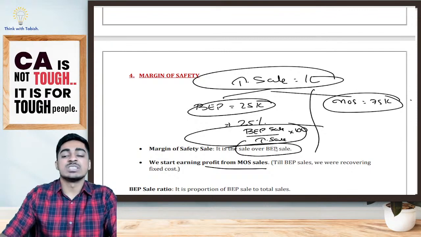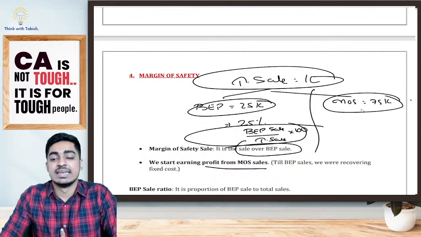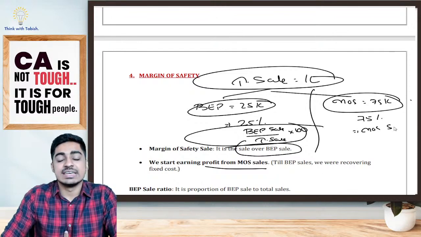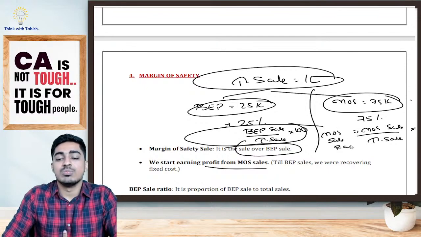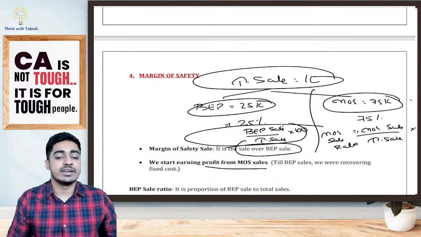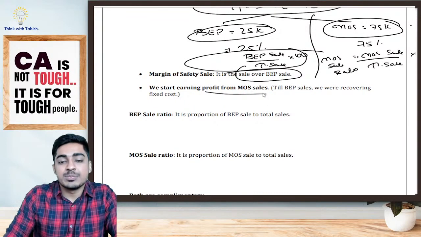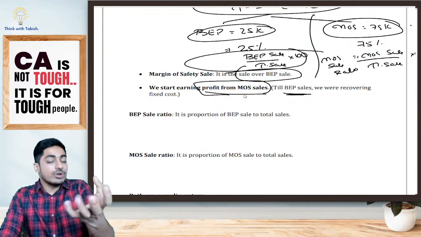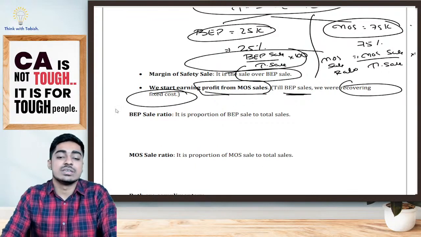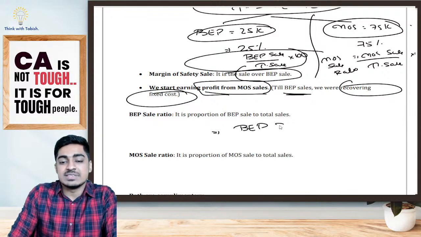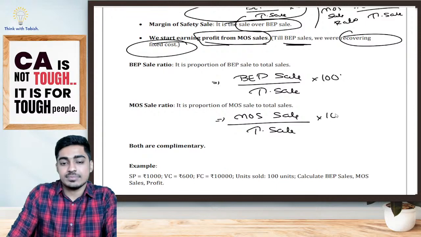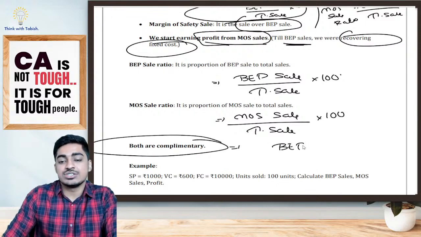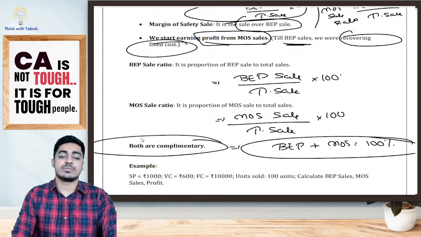How much percentage is my MOS sale as a percentage of total sale? It is 75%. MOS sale divided by total sale into 100. Yes or no? This is BEP sale ratio and MOS sale ratio. Both are complementary. If you add both, you should always get 100%. Clear? So we start earning profit from our margin of safety sales. Till BEP, whatever contribution we were earning was used to recover the fixed cost only. BEP sale ratio is the proportion of BEP sale to total sale. MOS sale ratio is the proportion of MOS sale to total sale. Both are complementary. That is, if you add BEP sale ratio plus MOS sale ratio, you'll always get 100%. Clear?